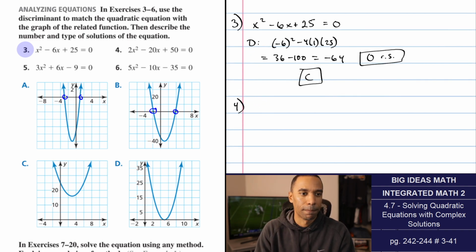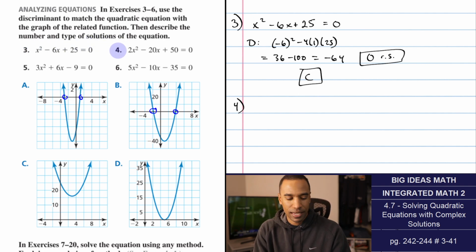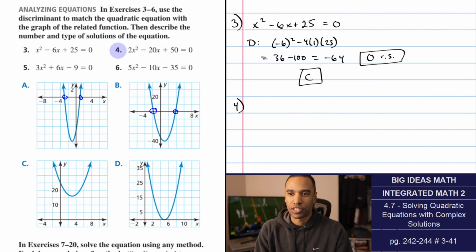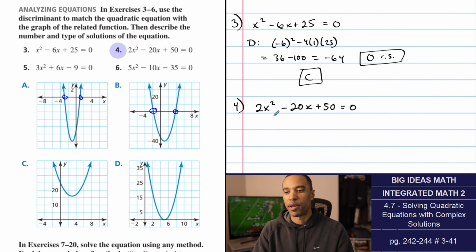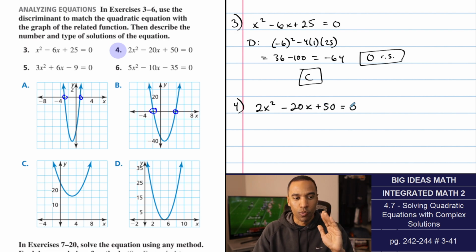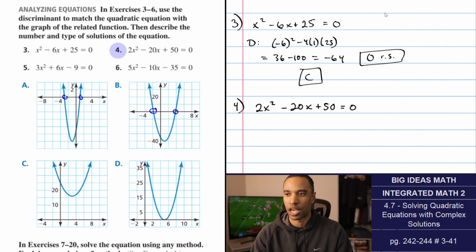Number 4. Now, on number 4 and other questions like it, where there is a greatest common factor, I'd love to divide everything out for my own sake. 2x squared minus 20x plus 50 equals 0. But I do have to use the original graph when it comes to its y-intercept stuff. You just got to be wary of that.